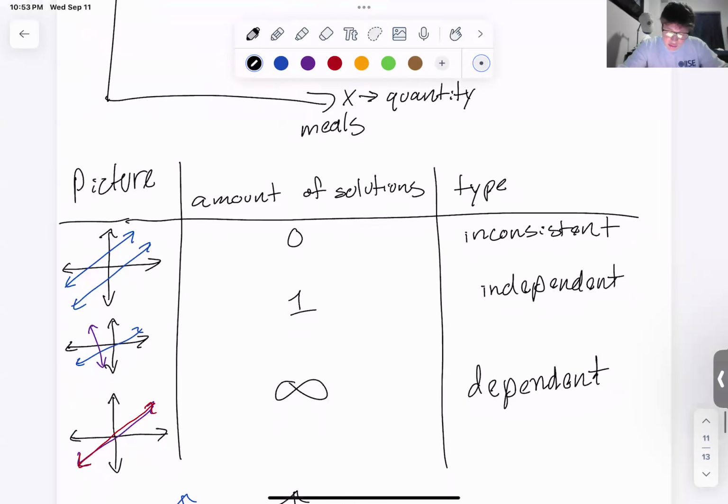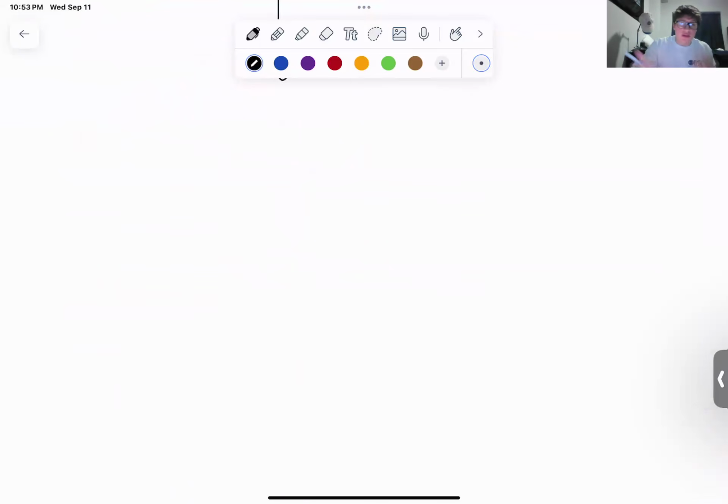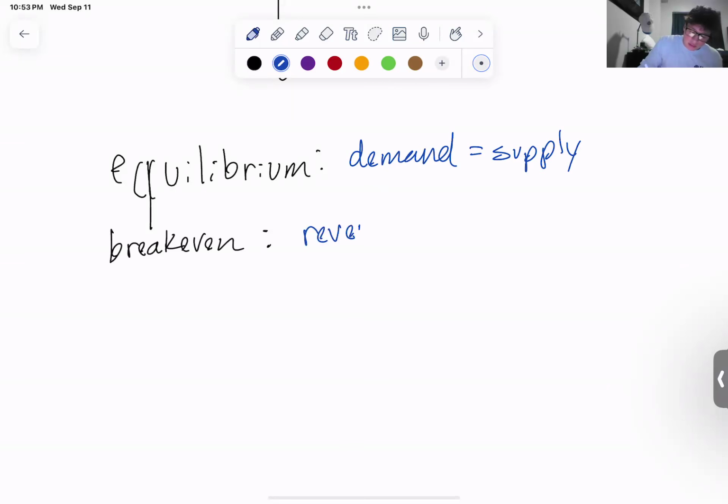let's do this. Take a screenshot of this. You guys haven't gotten into domain and range yet, so you don't have to worry about that yet. The only other rules and cheats that I'm gonna write down, and if you're still in the session, then I guess you get to have the benefit of this: Equilibrium is when demand equals supply. Break even is when revenue equals costs.